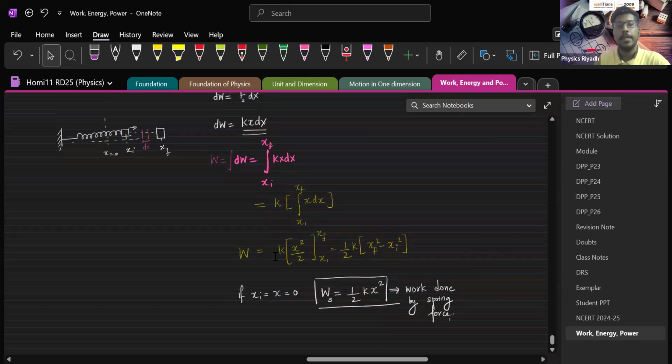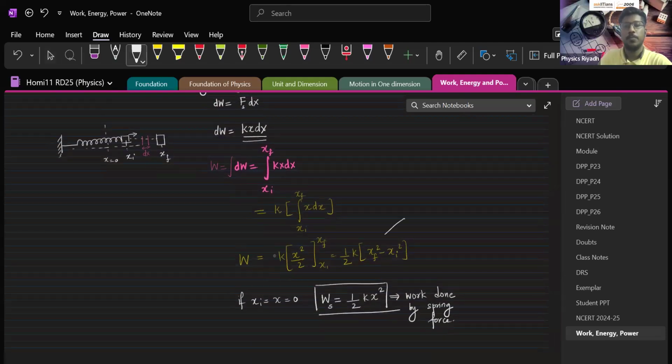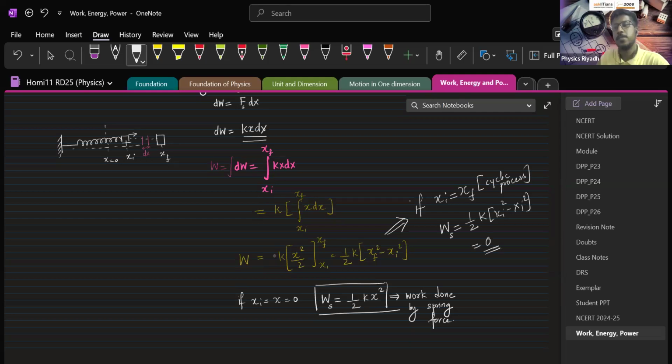Now, look at the same formula. In the same formula, if the initial and final positions are the same, that means we are talking about a cyclic process. Since spring force is a conservative force, the work done by the spring force in this case will be half into k into xi squared minus xi squared. So this will be equal to 0. So the work done by the spring force will be 0 if you're talking about a cyclic process, where the initial and final points are the same.